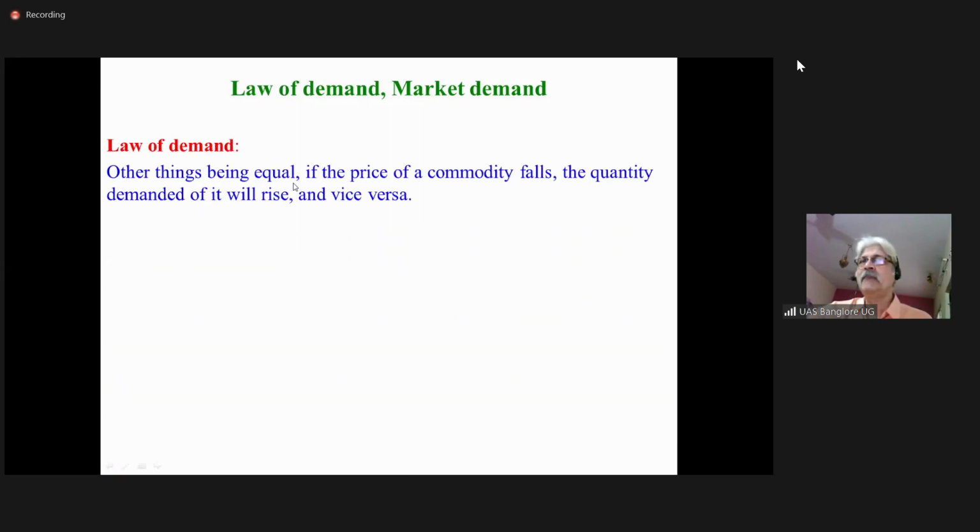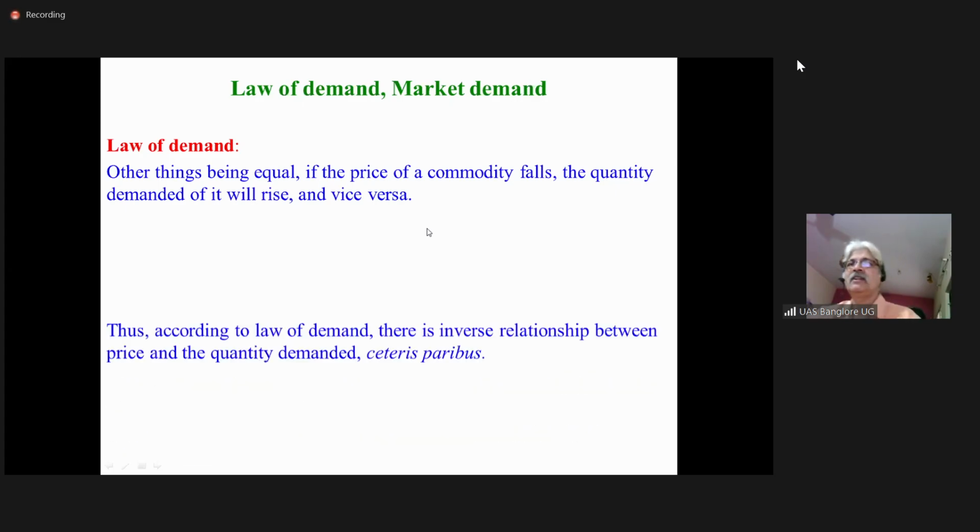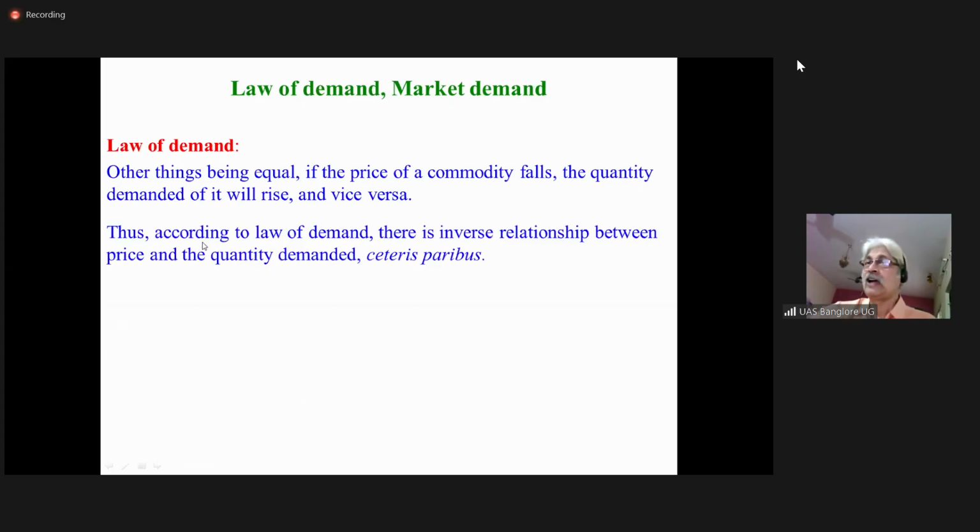So other things being equal, that is ceteris paribus, if the price of a commodity falls, the quantity demanded of it will rise. Okay, and vice versa. This is the law of demand. Thus, according to the law of demand, there is an inverse relationship between price and the quantity demanded, ceteris paribus, keeping everything else constant. Then what is market demand?